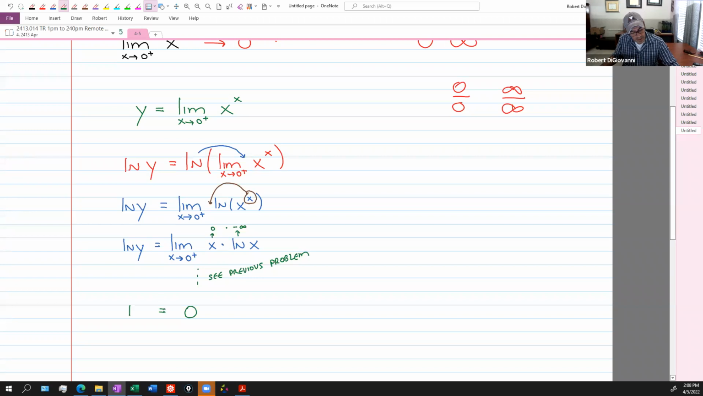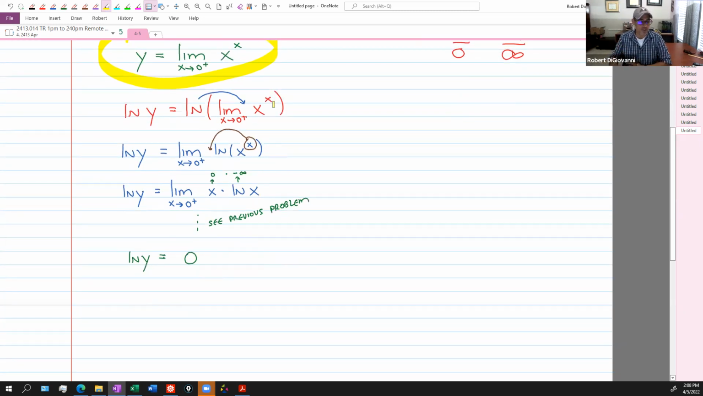That's what natural log of y is, right? The natural log of y equals 0 is what I've said. Remember, we want to know what y is. We know what natural log of y is. So now I use, again, what I learned in college algebra: I have a way of killing off the natural log. To kill the natural log, I have to come in with the exponential function.